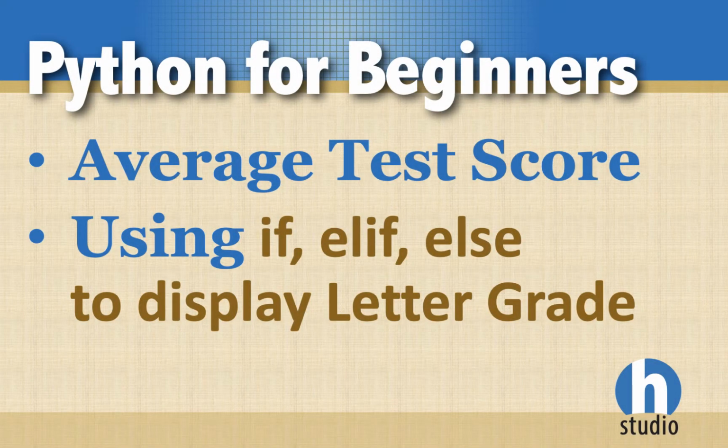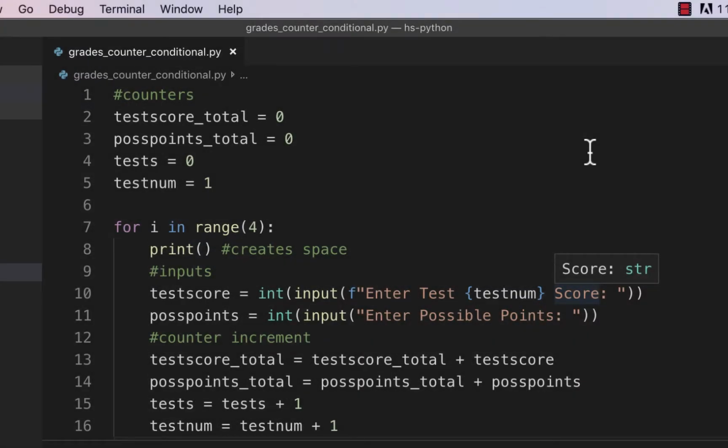We're going to go back to our average test score exercise, and this time we're going to incorporate some of our conditional statements that we learned about in previous videos into this exercise so we can display a letter grade. And we'll keep building on this exercise as we continue to learn more about Python. In VS Code, I have a file open called gradescounterconditional.py.